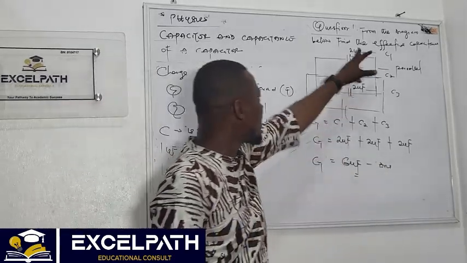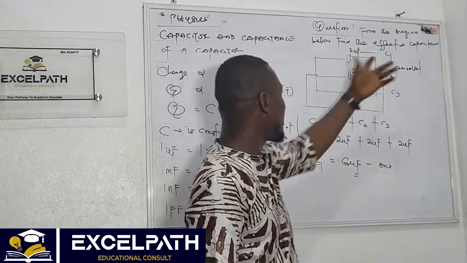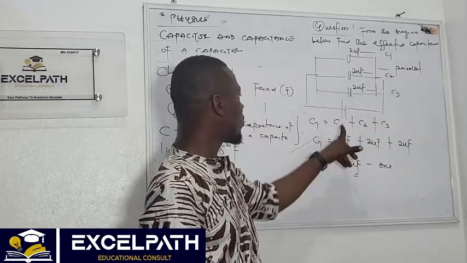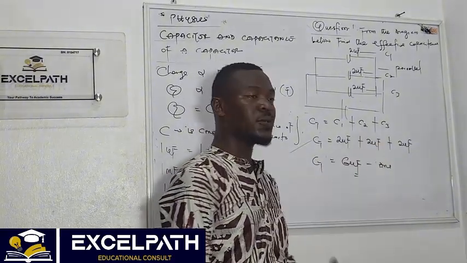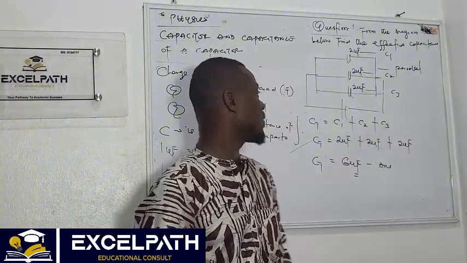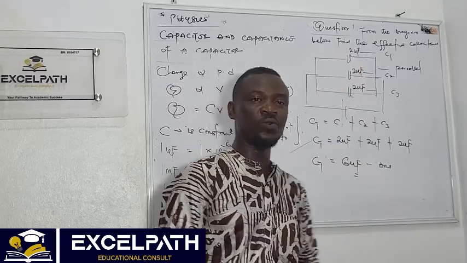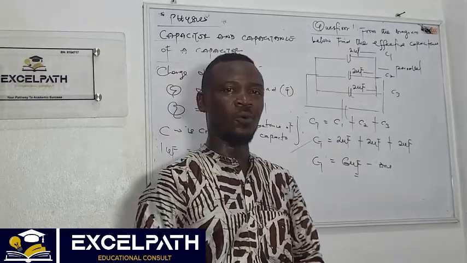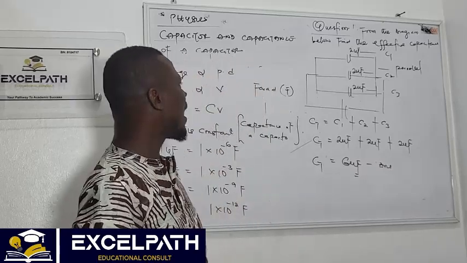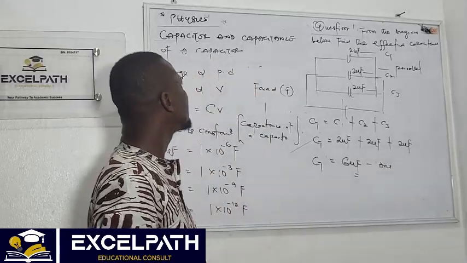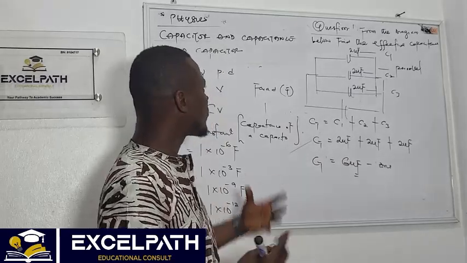When you have a diagram like this, it is resolved in parallel. And the parallel formula is C1 plus C2 plus C3. You sum everything together. The final answer is 6 microfarad.